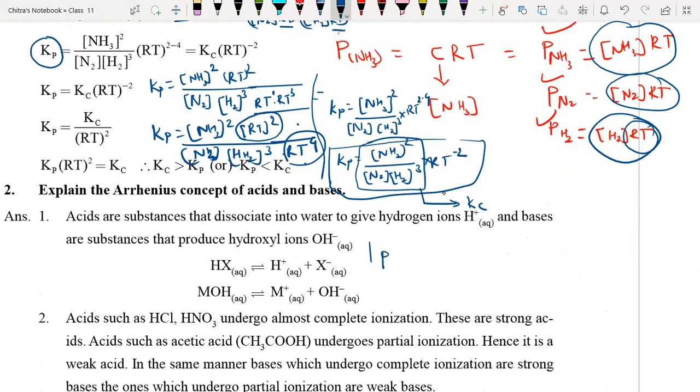So Kp equals, instead of that, I'm writing Kc here. So Kc into RT to the power minus 2. So this is the relation between Kc and Kp. Here Kp is the equilibrium constant for gaseous reactant and product. Kc is the equilibrium constant when we are using concentration of reactant and product. R is the universal gas constant and T is the temperature in Kelvin.